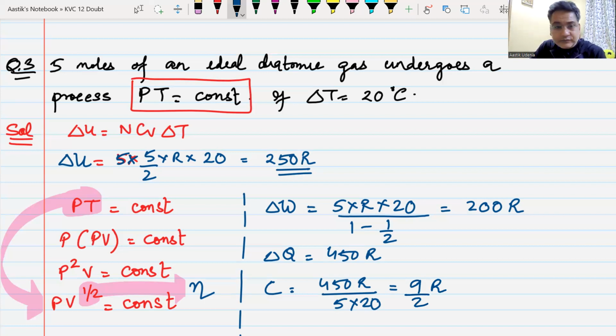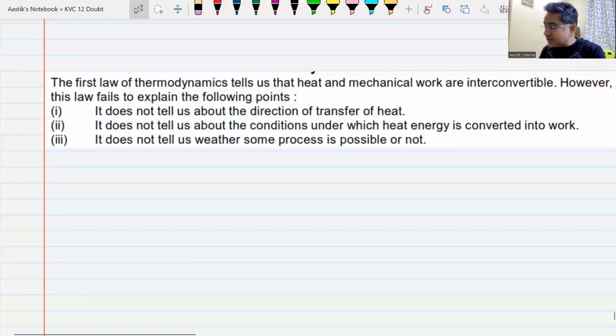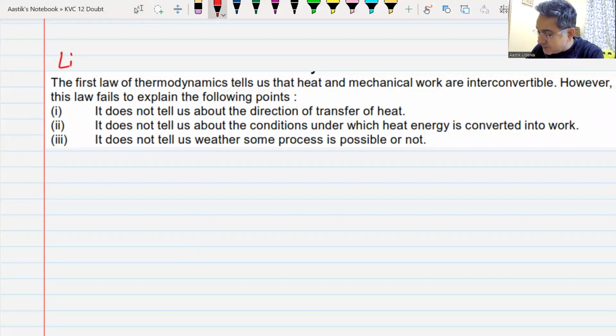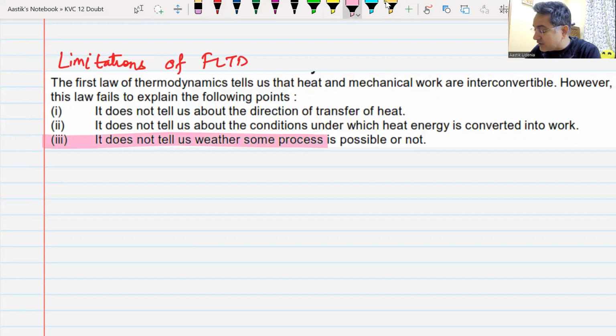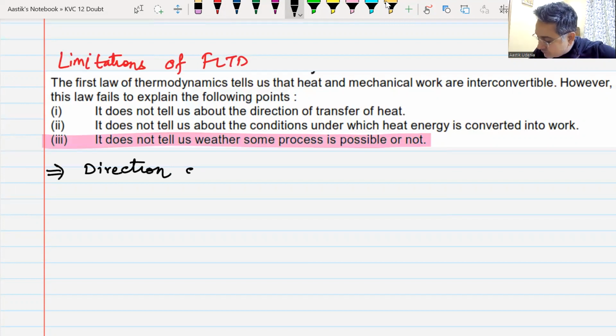But before finishing there, there are certain limitations of the first law of thermodynamics which are going to be encountered in the second law of thermodynamics. So write the limitations of FLTD. The most important of these limitations is this third point. It does not tell us whether some process is possible or not. I can say this another way: it does not tell us the direction of process. The first law of thermodynamics does not tell us the direction of process.